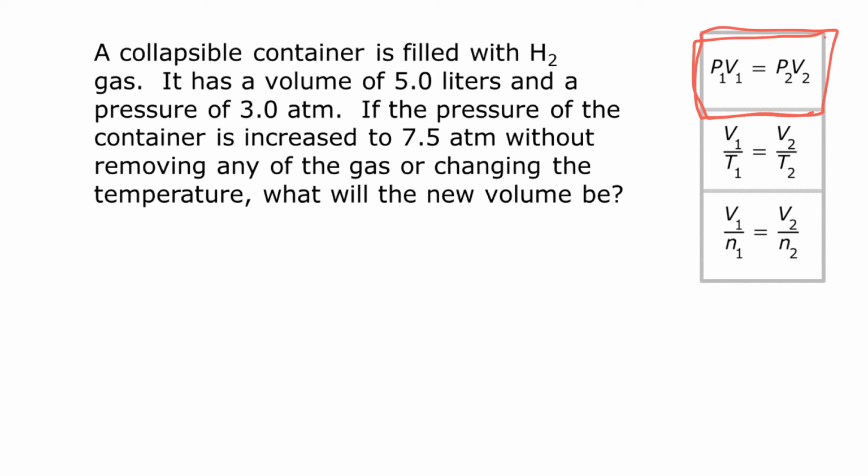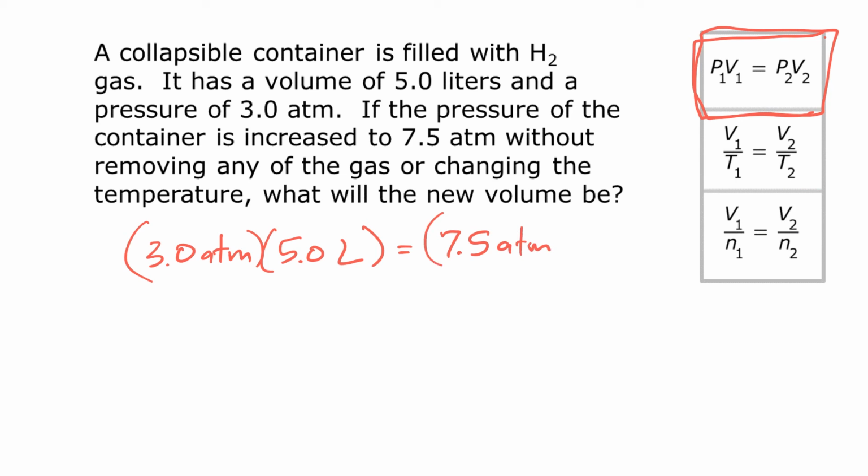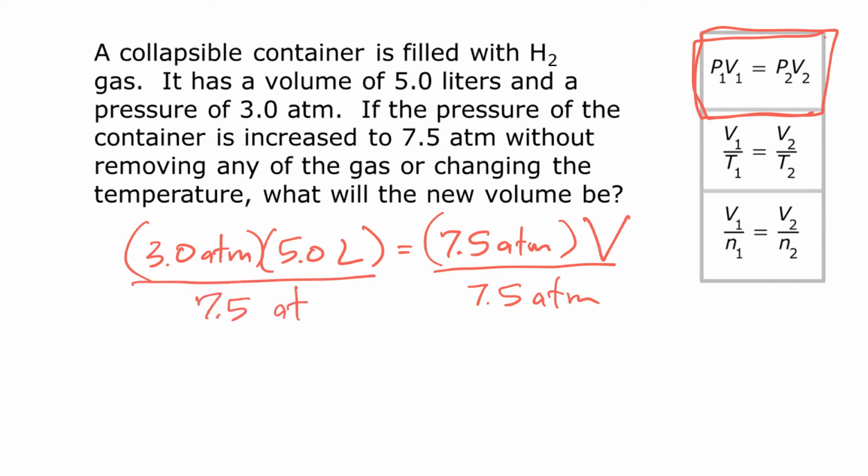And so I have 3 atmospheres at a volume of 5 liters. And I'm going to increase that to 7.5 atmospheres. And I need to know what that new volume would be. So I can just divide both sides by 7.5. And so 3 times 5 divided by 7.5 gives me a volume of 2 liters.